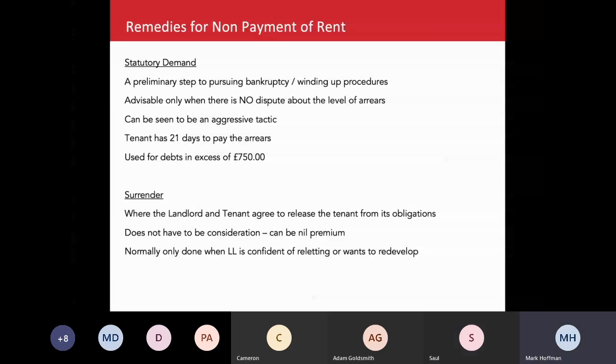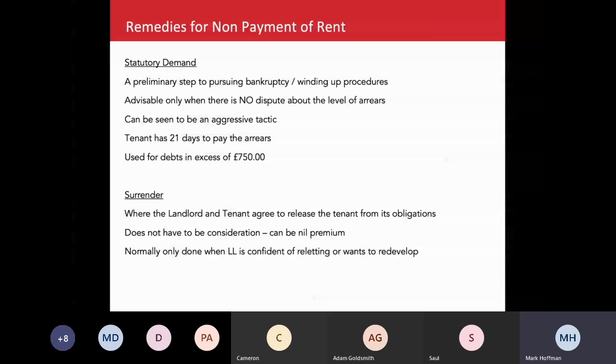Now the tenant might think, well, happy days, I've just got 60 grand for walking away. But of course, then they have the costs of relocation, fitting out, etc. It might not be that exciting.